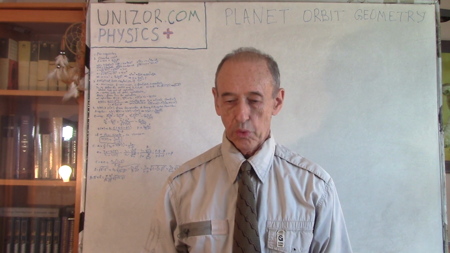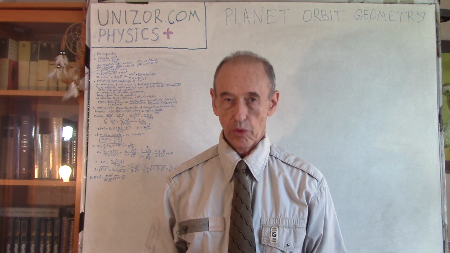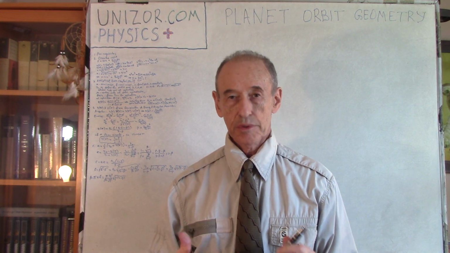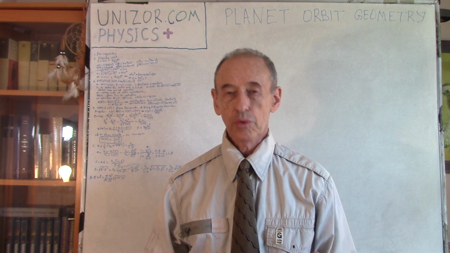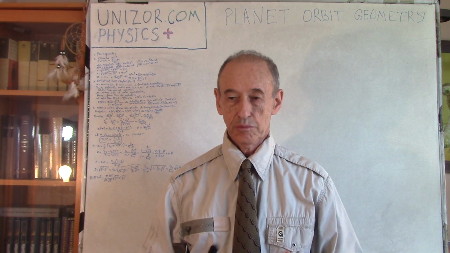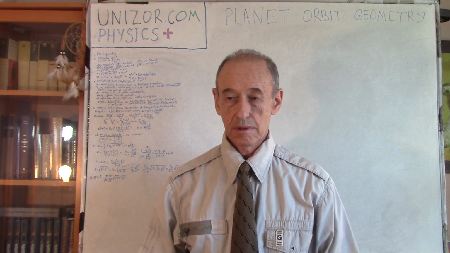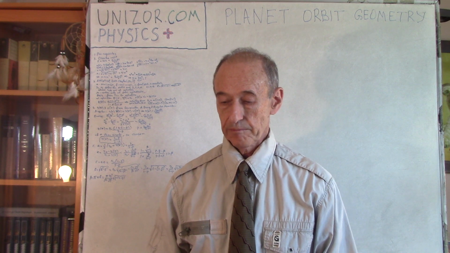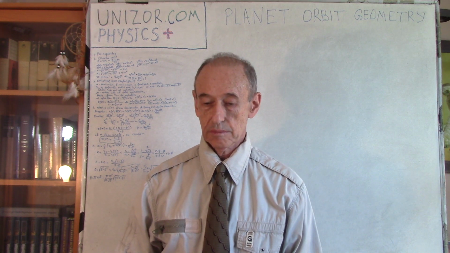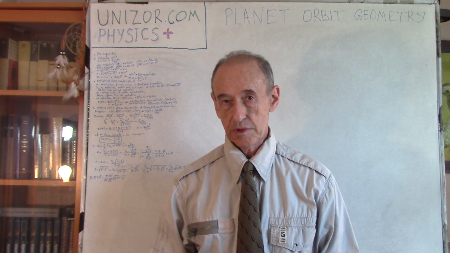I'm going to talk today about planet's orbit, primarily the geometry of the orbit itself. We all know that this is an ellipse, but what kind of parameters does this ellipse have? So, first of all, there are some prerequisites to this lecture.